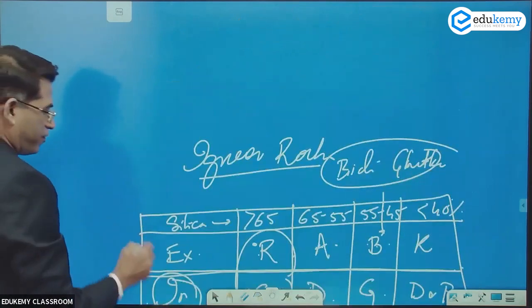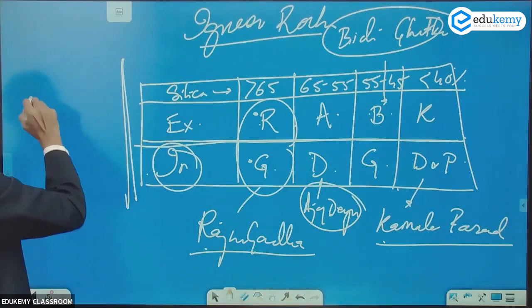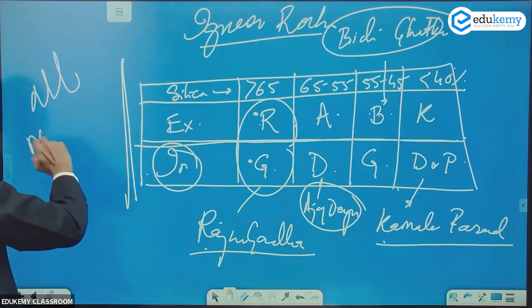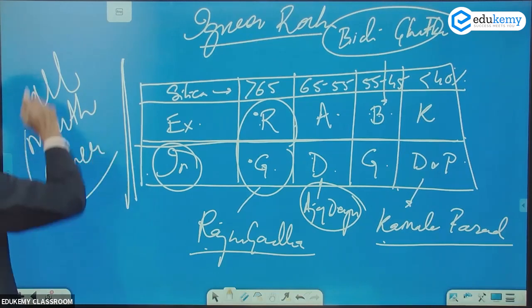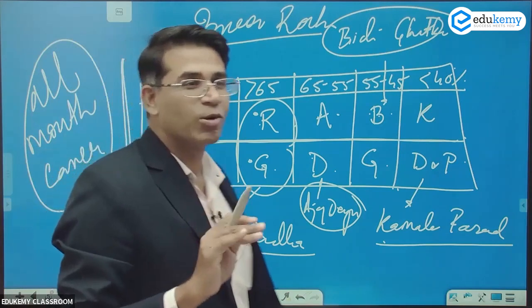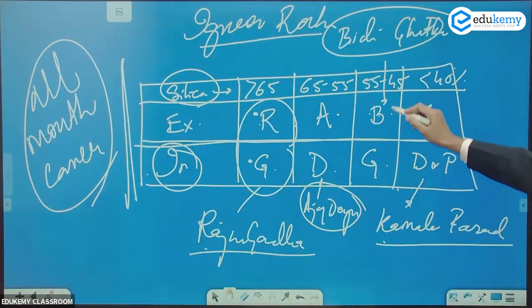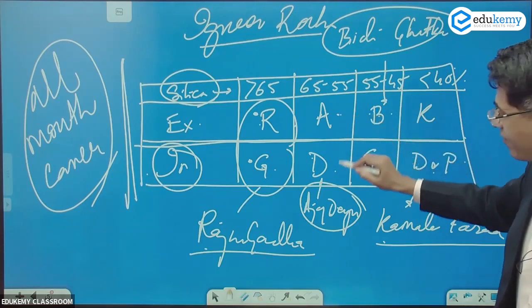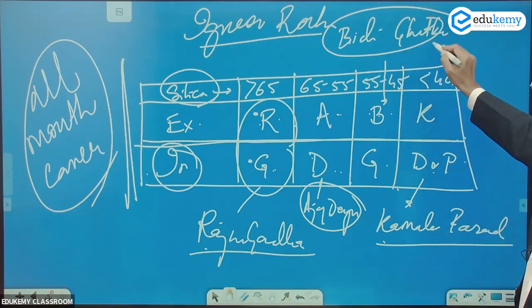This is the source of all mouth cancer. Okay, the igneous rocks, because of silica content in them, they are the source of all mouth cancer. So बीड़ी गुटका भी है, कमला पसंद है, अजय देवगन है, and रजनीगंधा. Somebody is also saying ganja.